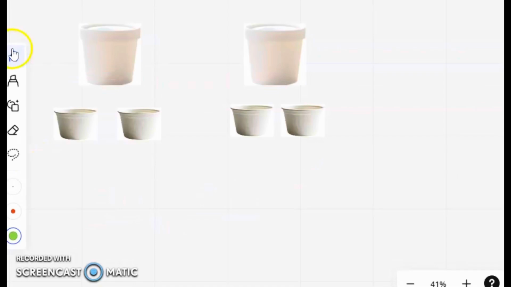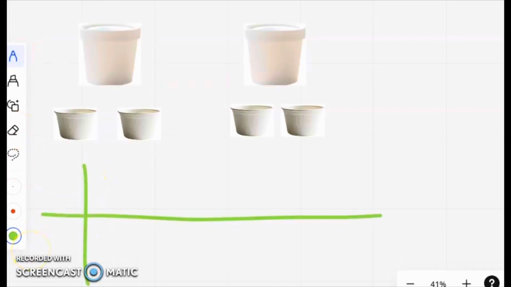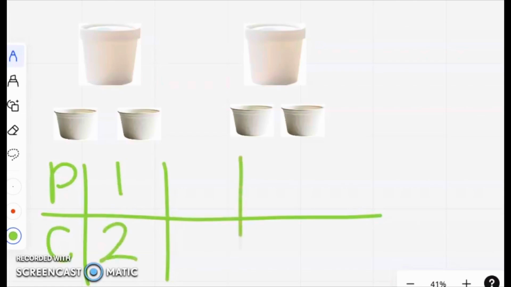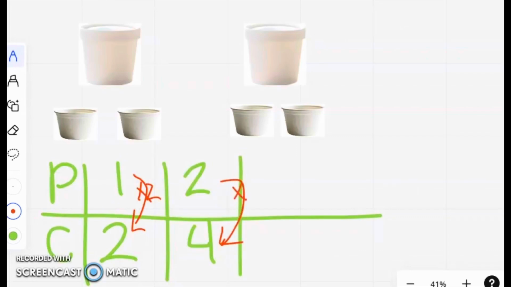Another way that we can look at this is by creating a ratio table. If we created a ratio table of pints and cups, and we said for 1 pint, we have 2 cups, and then for 2 pints, we have 4 cups, we could look for a pattern between the numbers. It looks like whatever we have for pints, if we multiply that by 2, that's how many cups we're going to need. So 2 pints times 2 is going to then be 4 cups.